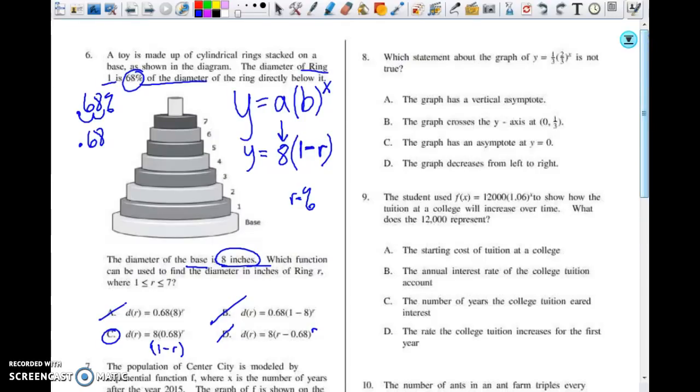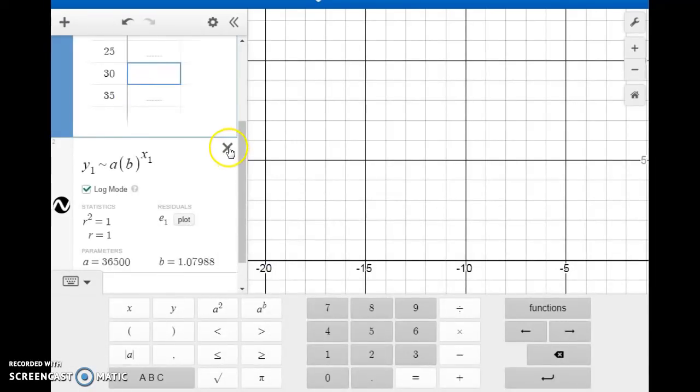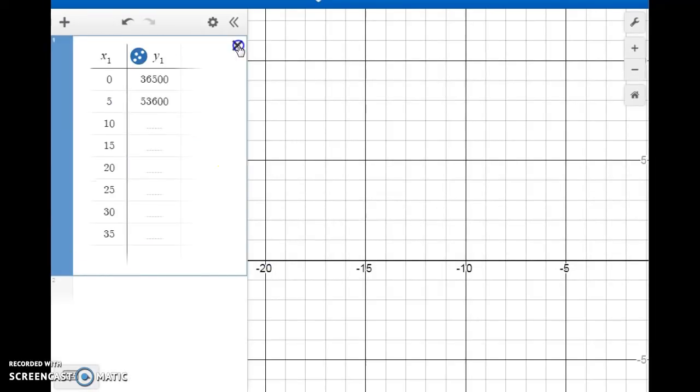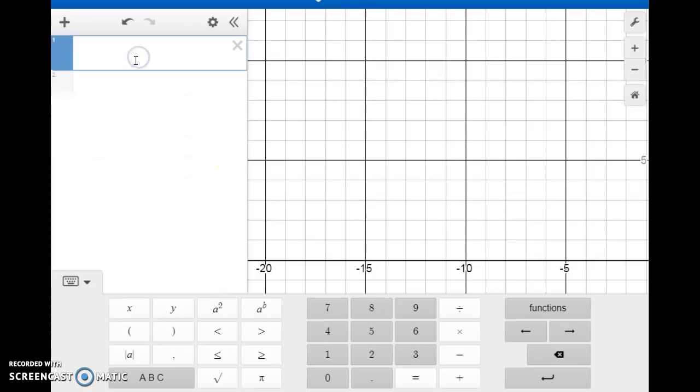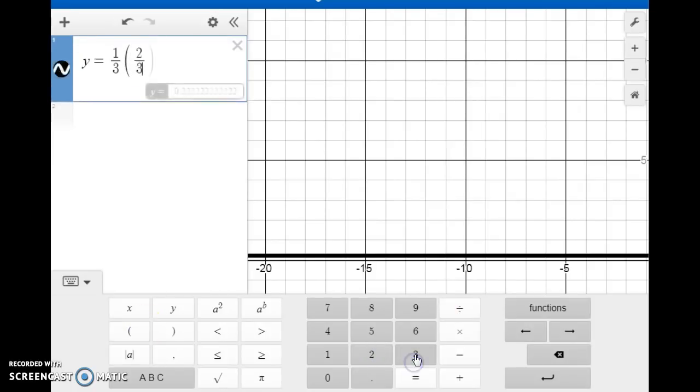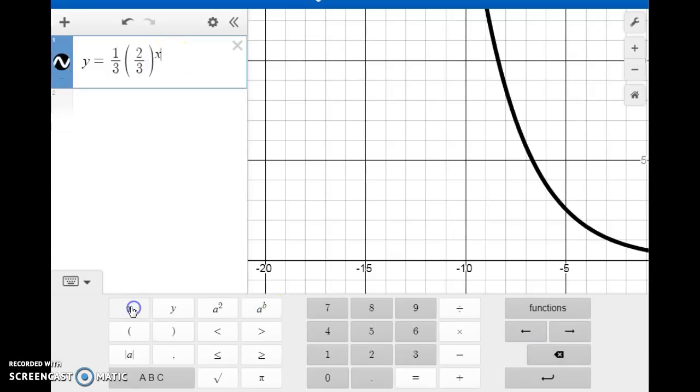So number 8, which statement about the graph of y equals 1/3 times 2/3 to the power of x is not true? Well, let's look at this. I don't know what this looks like. So I'm going to just take all this off. Okay. So y equals 1/3, parentheses 2/3, parentheses, to the power of x.